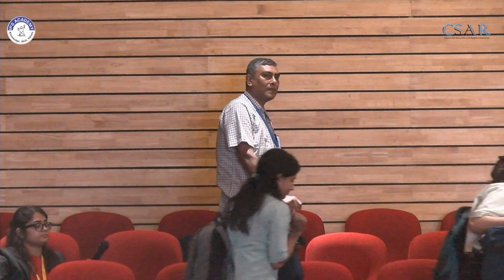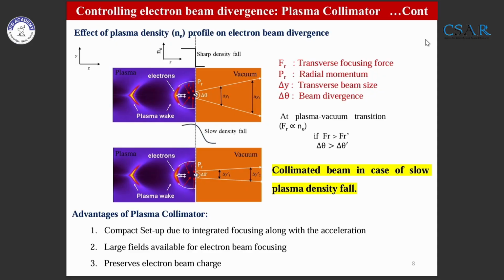Maybe you go to the next slide, where you have shown the collimation. Yes, like that. Sir, I haven't shown here. I should have shown here a transition of another bubble. I'm cutting the plasma sharply in both cases, but here, since the density is falling slowly, there will be another bubble here, behind the laser pulse only.